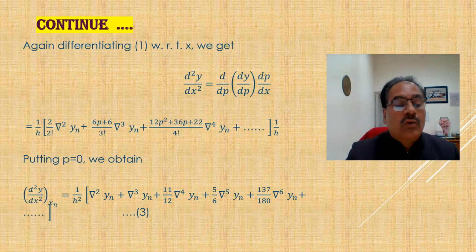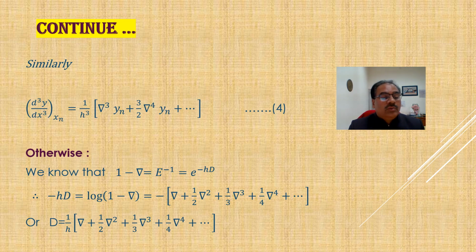Now if you continue, you will get d2y over dx square equal to 1 by h square [del square y_n plus del cube y_n plus 11 by 12 del power 4 y_n plus 5 by 6 del power 5 y_n and so on]. And further, you may get d cube y over dx cube equal to 1 by h cube [del cube y_n plus 3 by 2 del power 4 y_n and so on].